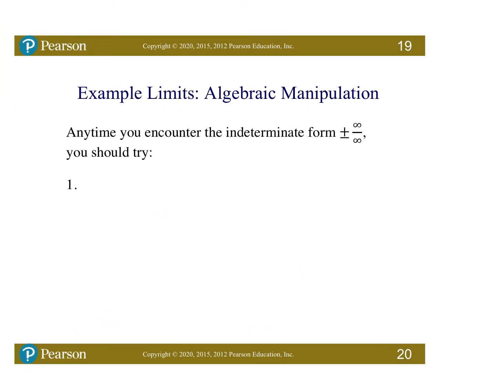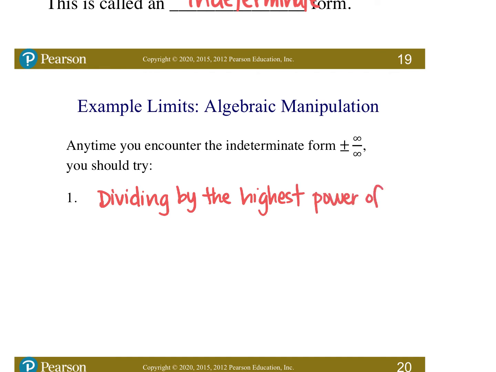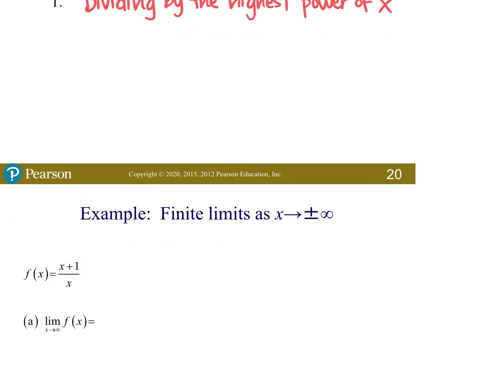All right, so if you get infinity over infinity as an answer, this is how you can solve the problem. You should try dividing by the highest power of x. So you look around your problem and the highest power of x is x cubed. Try dividing everything by x cubed. Identify the highest power in the problem and try dividing, and that will take care of your infinity over infinity problem. That's how you deal with indeterminate forms.